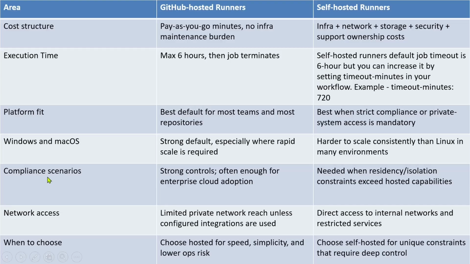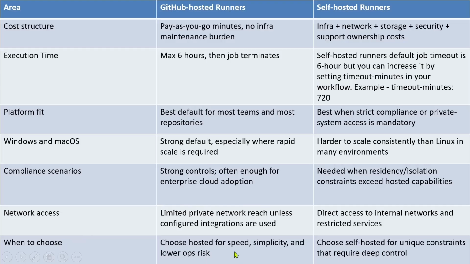Compliance scenarios: strong controls, often enough for enterprise cloud adoption. Here, we have to maintain these compliance scenarios. Network access: limited private network reach unless configured integrations are used. If you want to connect to the internal network, then we have to provide external configurations here. Otherwise, you will not be able to connect to our internal network. In self-hosted runners, if the runner is already running on our internal network, then you don't have to worry about the external configurations. You can directly connect to your internal network and restricted services also.